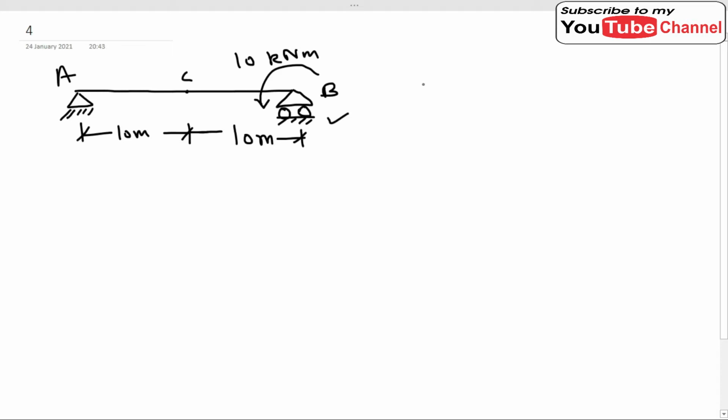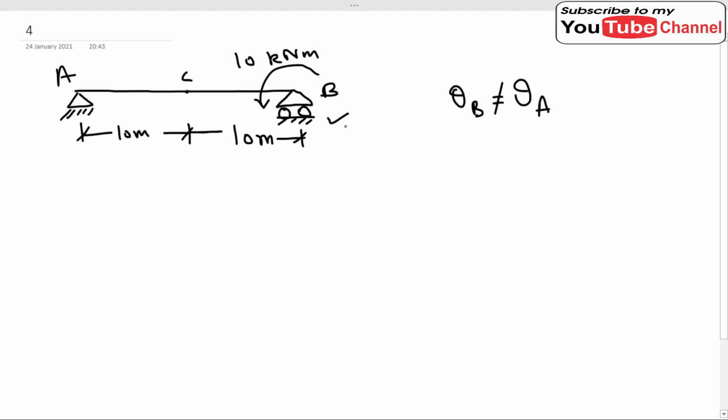So we can easily find the reactions at A and B in this beam by using the three simple equations: sigma Fx equal to 0, sigma Fy equal to 0, and sigma M equal to 0. The other important observation is that the loading is asymmetric. Loading is asymmetric means that in this beam the moment is applied only at support B. Due to this reason the slope at B and slope at A will not be equal.